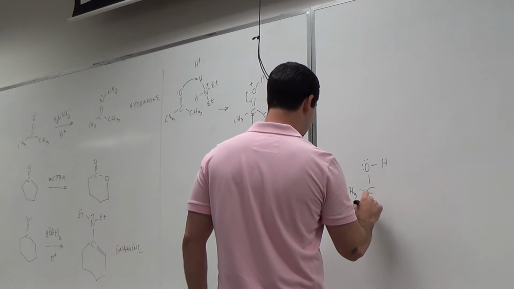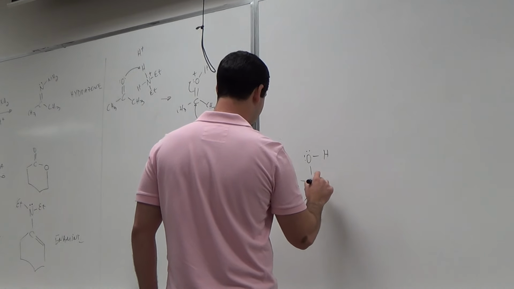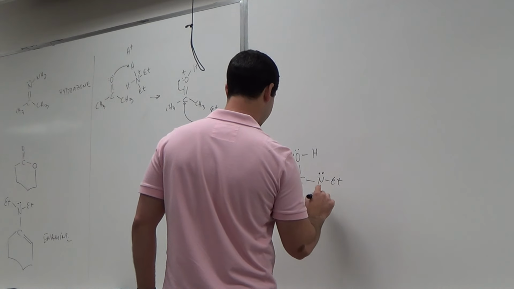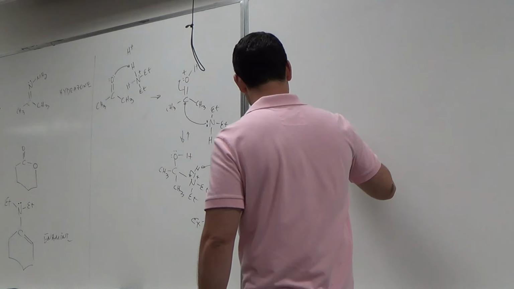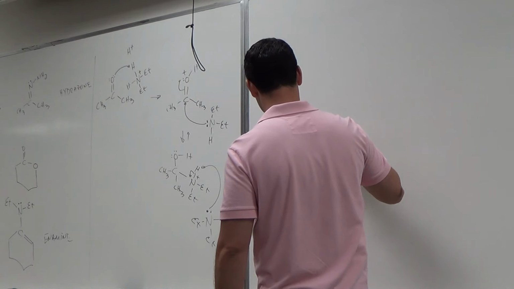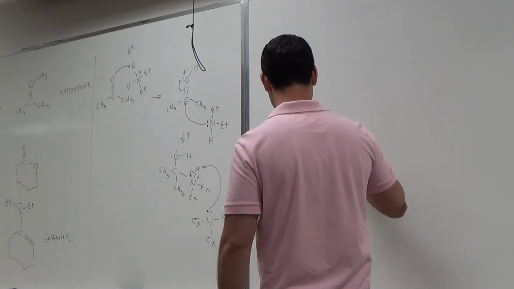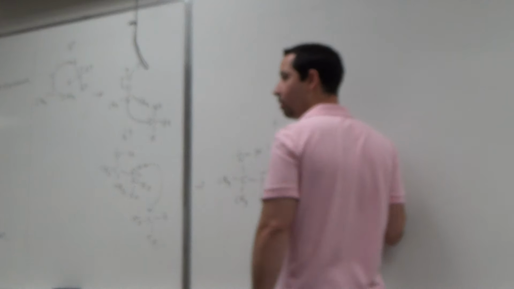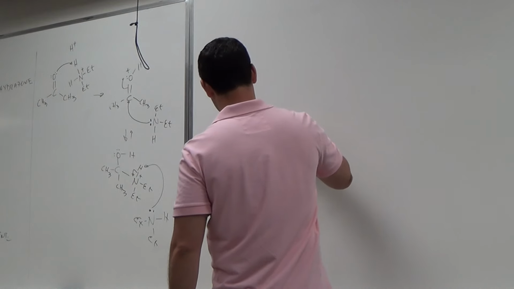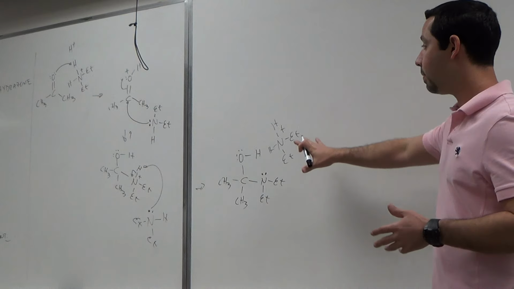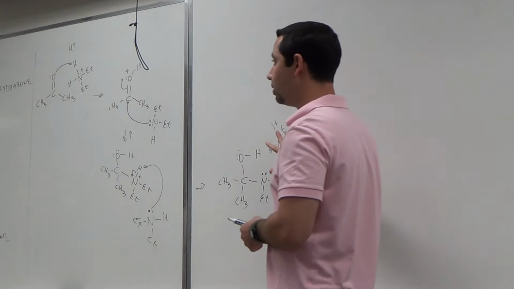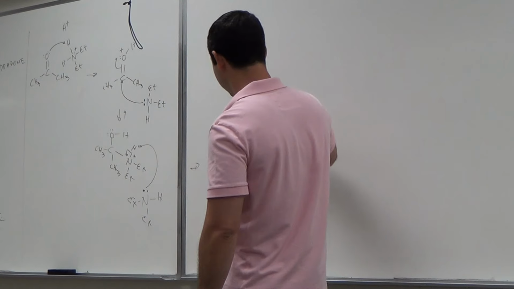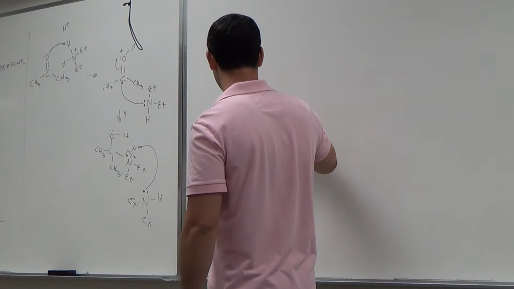this mechanism gets lengthy like this, because of that little step. And now I have this amine that took the proton, with a positive charge. And this is back to acidic, this species right here. So what does this do? It picks up the hydrogen.